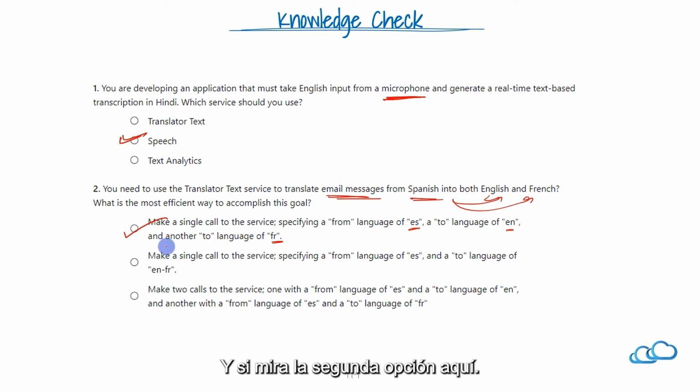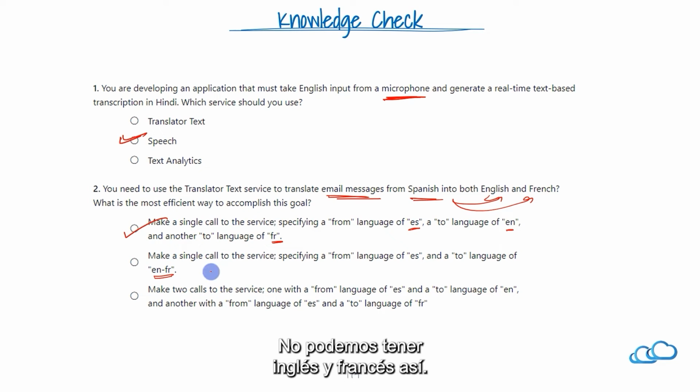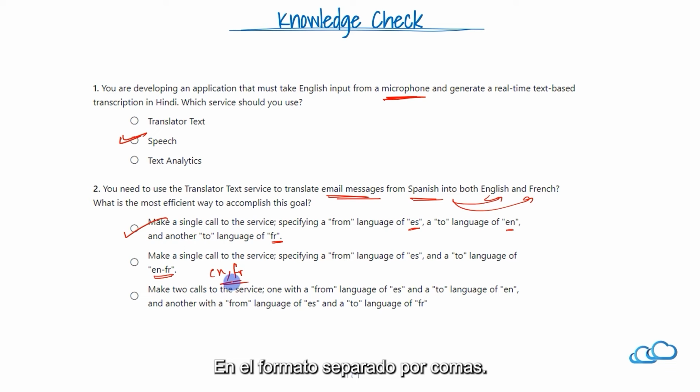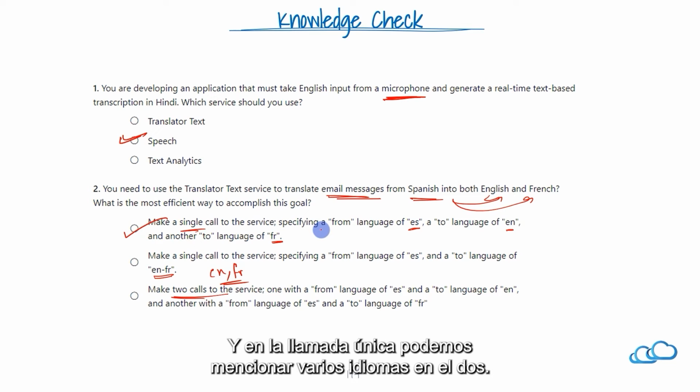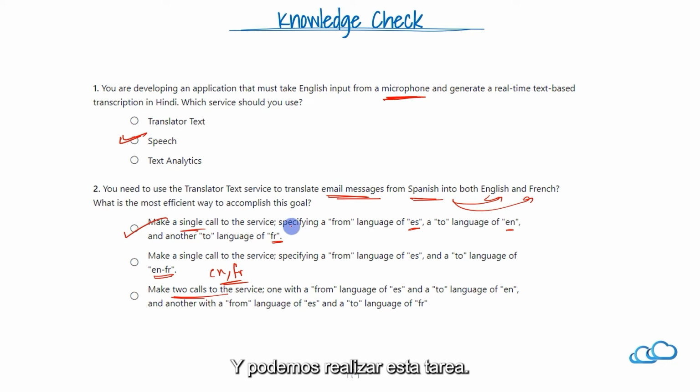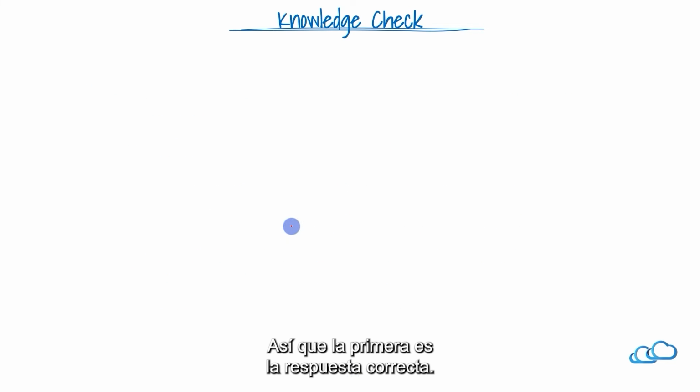And if you look at the second option here, we cannot have English and French written like this. We can mention English and French in a comma separated format. And the third option says we need to make two separate calls. It's not true. We can make one single call, and in that single call, we can mention multiple languages in the to parameter, and we can accomplish this task. So the first one is the right answer.